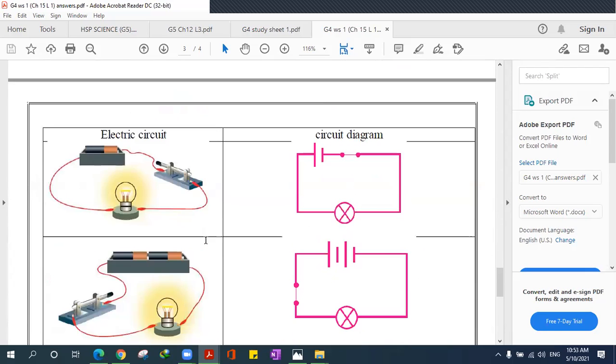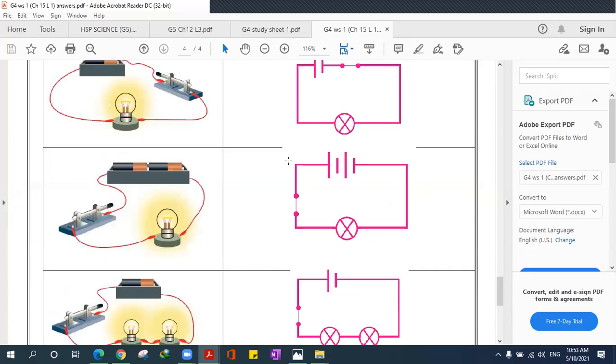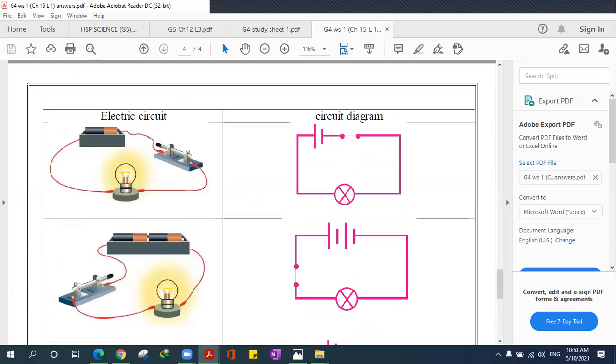This is the last question. And as you can see, it's building a circuit using the symbols above, in order to build a circuit that resembles this one on the left. Okay?